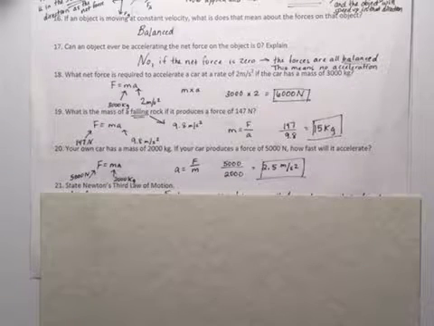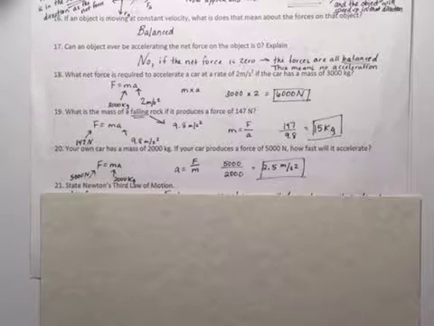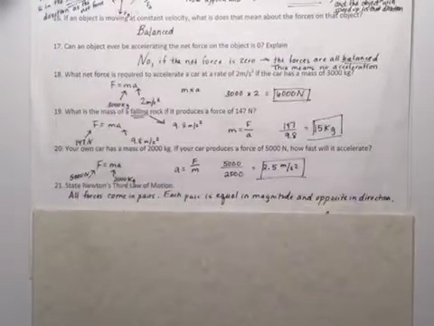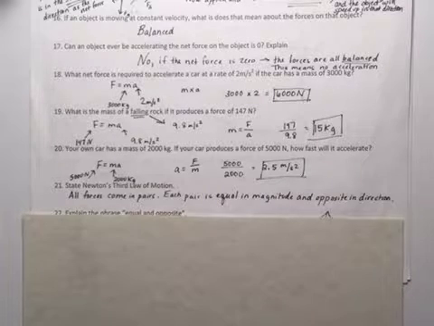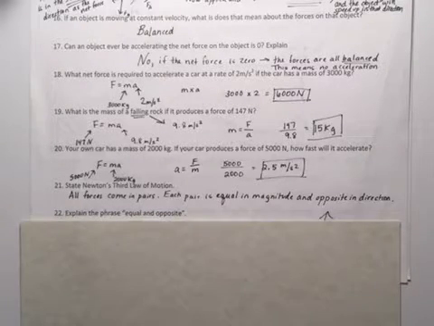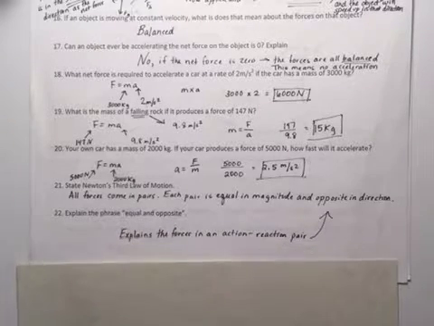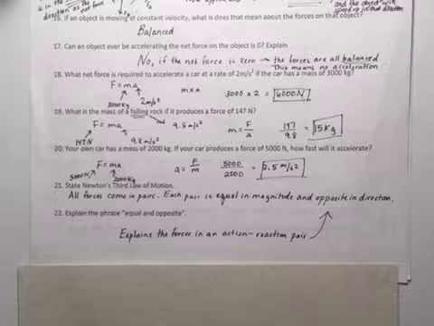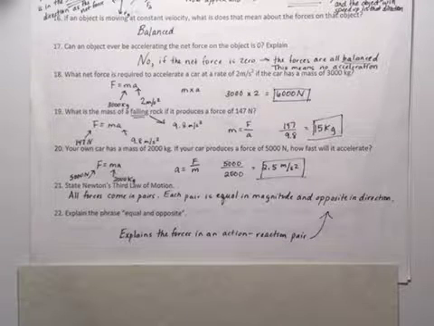Okay, coming to the end. State Newton's third law of motion. This is the action and reaction law. So for every action force, there is an equal in magnitude and opposite in direction reaction force. Number 22. Explain the phrase equal and opposite. It explains the forces in an action-reaction pair. They're going to have equal strength, but opposite direction.